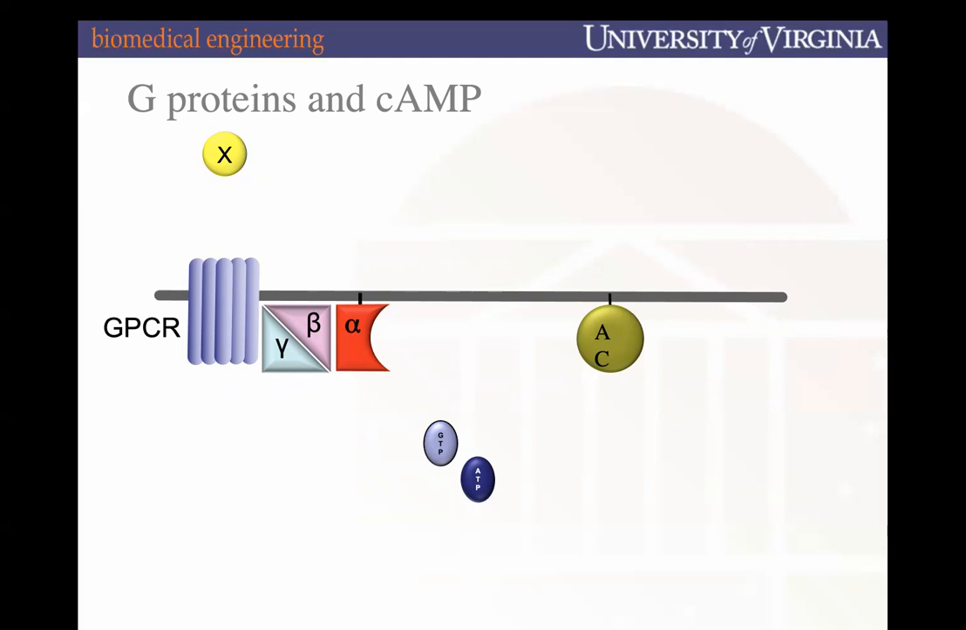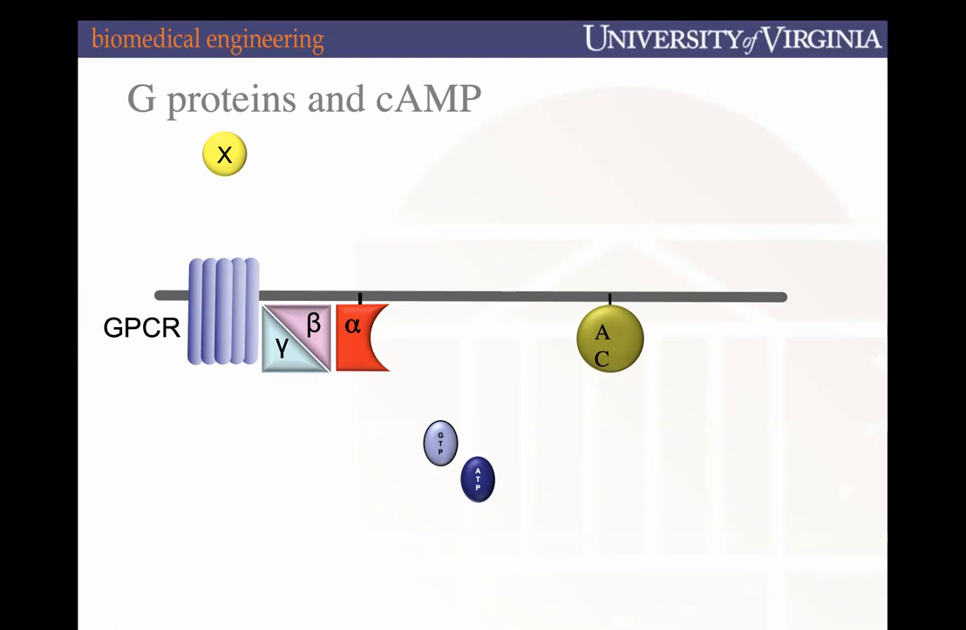In addition to that, G proteins are typically heterotrimeric, which means trimeric, they have three subunits. Hetero, they have a mixture of three different subunits usually. And so here we have the alpha, the beta, and the gamma subunits for a G protein. So that's a common feature across all G proteins, that they're GTPases and that they're heterotrimeric.